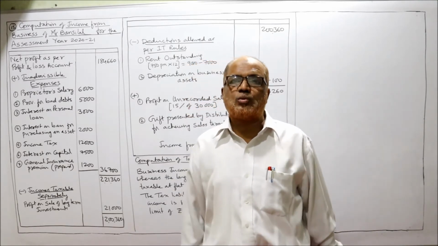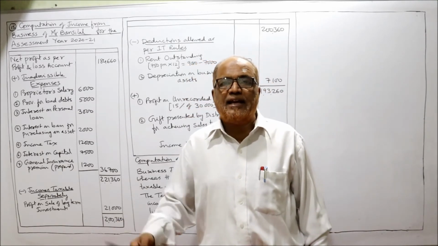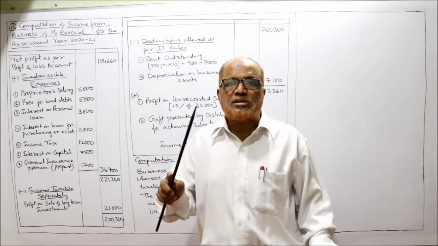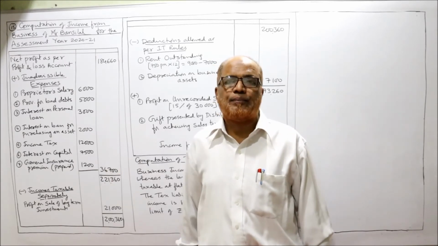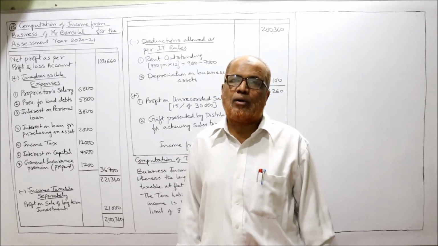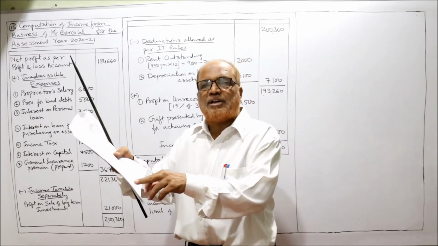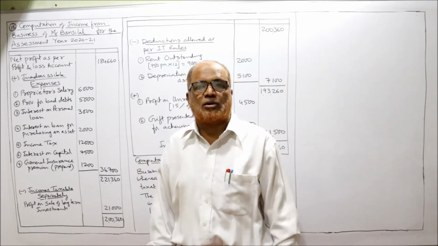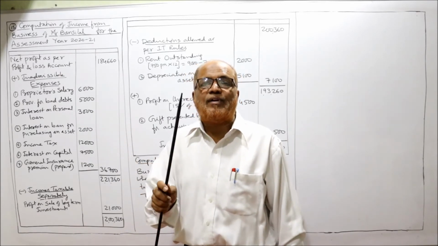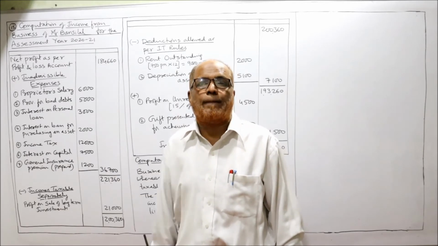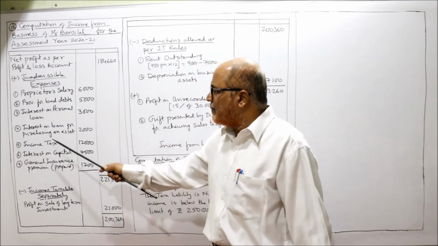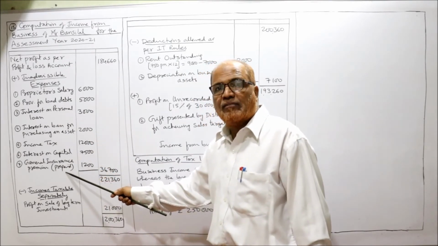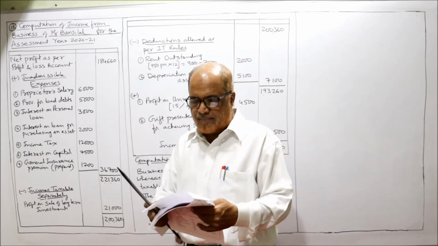And prepaid insurance 1,200. Insurance paid in advance is called prepaid insurance, not allowed as deduction because this prepaid belongs to the next year. So general insurance, how much is debited to profit and loss account? General insurance premium 4,200 is debited to profit and loss. Out of 4,200, 1,200 is disallowed. So here you can see general insurance premium prepaid, paid in advance, not allowed as deduction, 1,200.